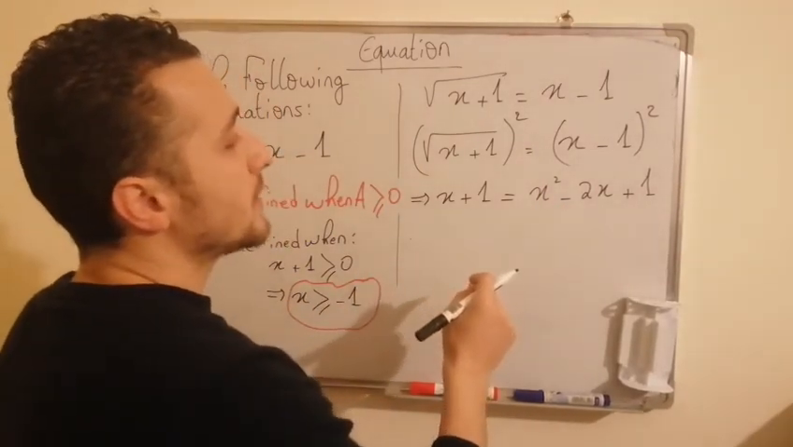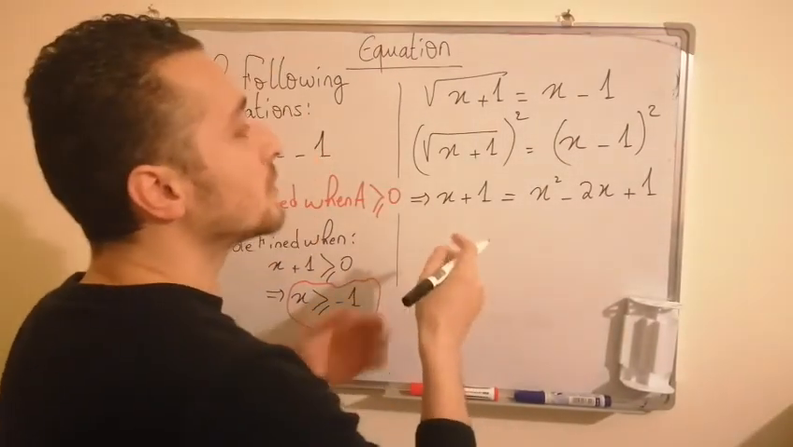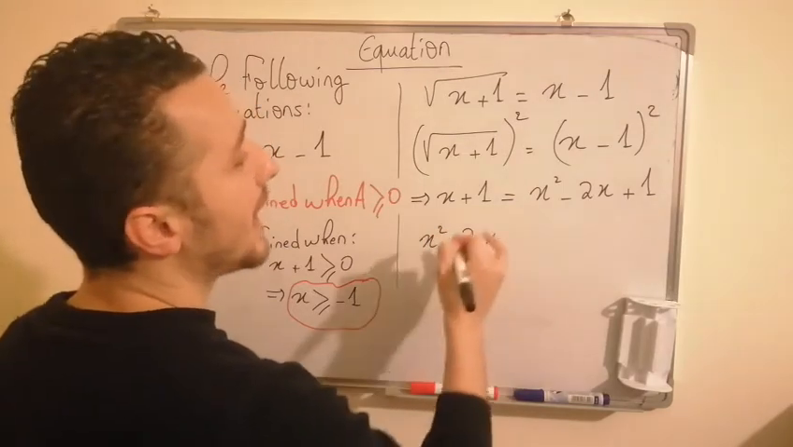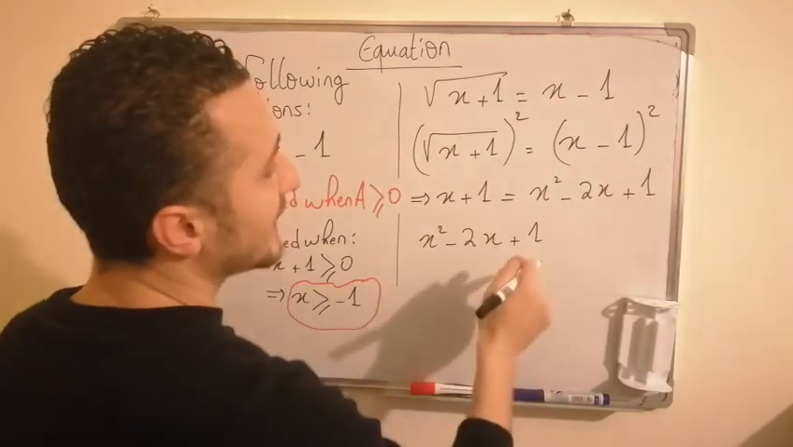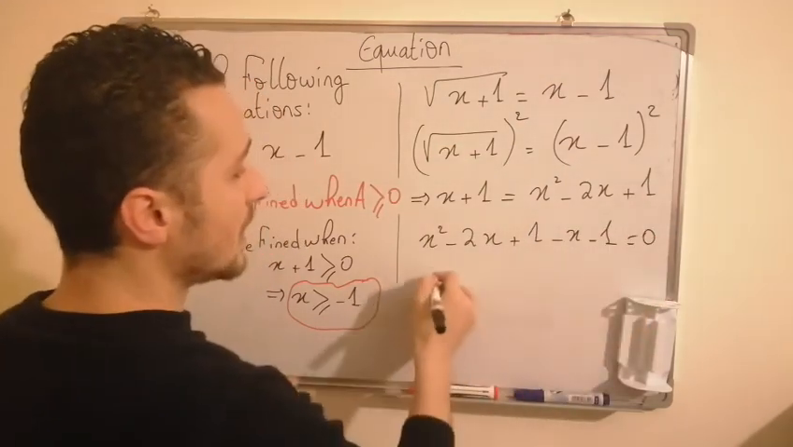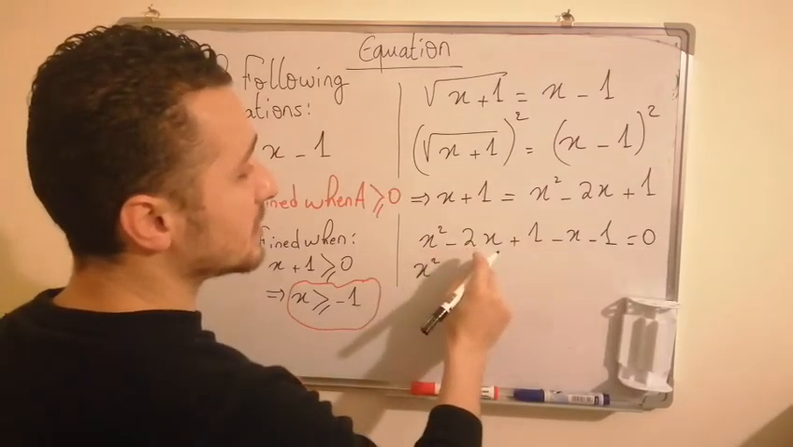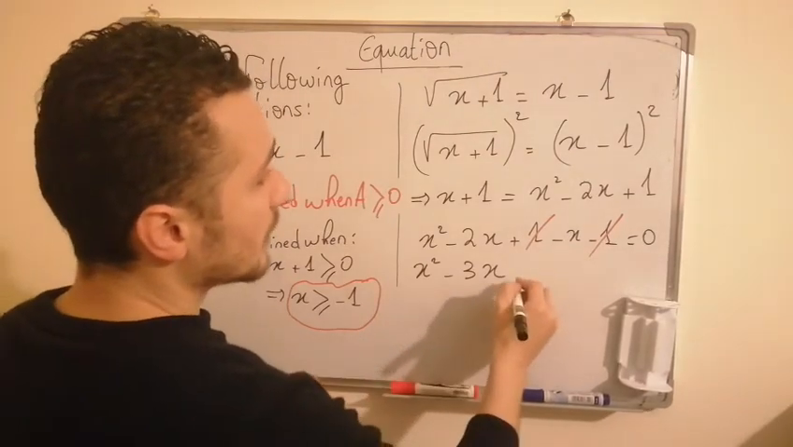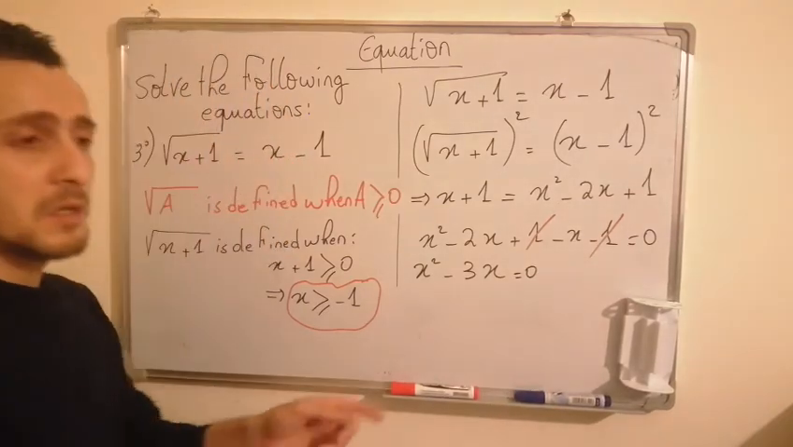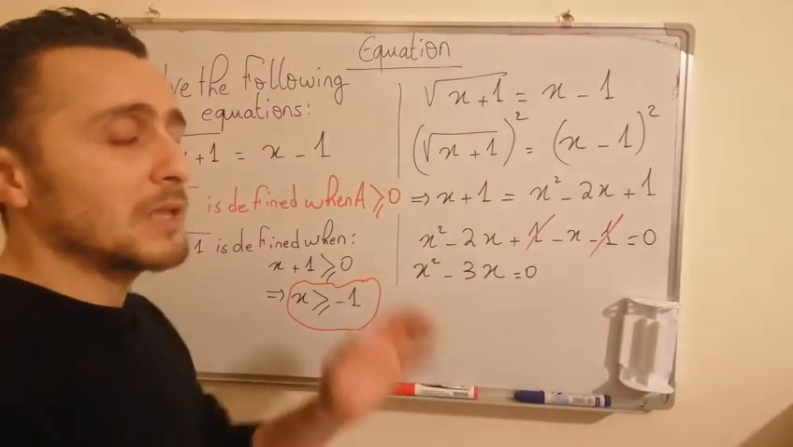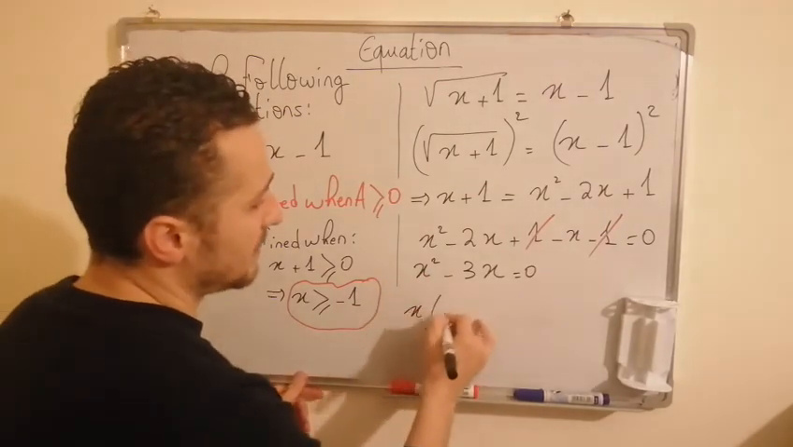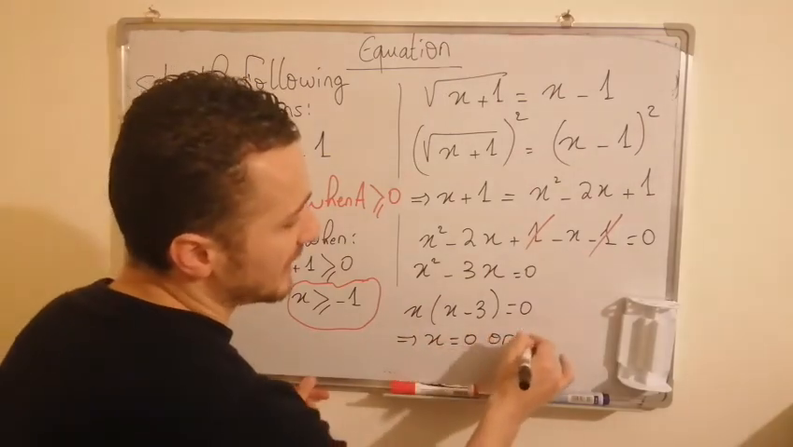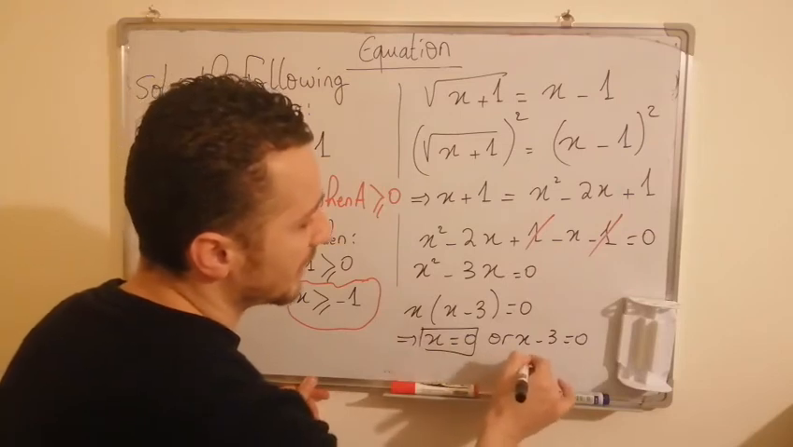If we want to find the value of x, I want to solve this equation. So x² minus 2x plus 1; x plus 1 goes to the other side and becomes minus x minus 1 equals 0. So the equation will be x² minus 2x minus x, so it's minus 3x, and plus 1 minus 1 gone, equals 0. We have an equation equals 0, and we have a common factor x. So x in common, x minus 3 equals 0, implies first factor equals 0 or second factor equals 0. So x equals 0 or x equals 3.